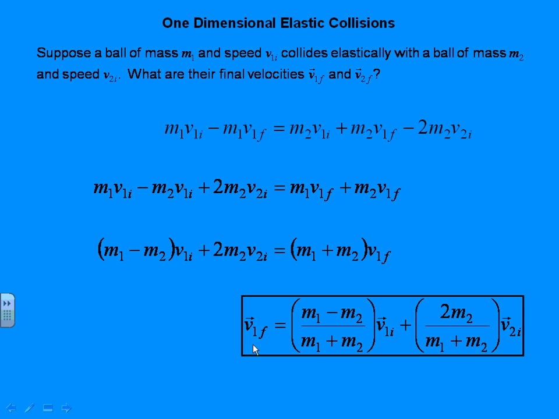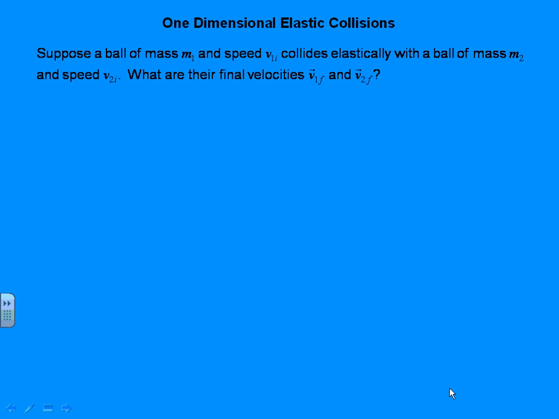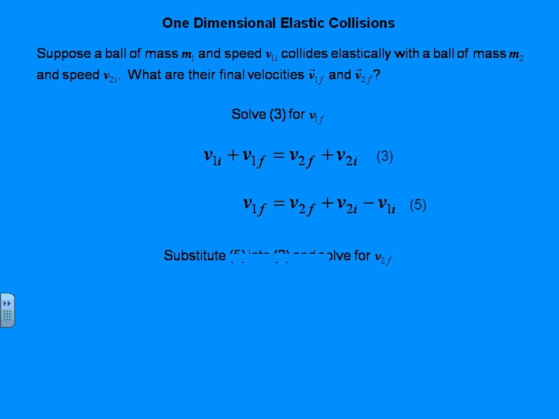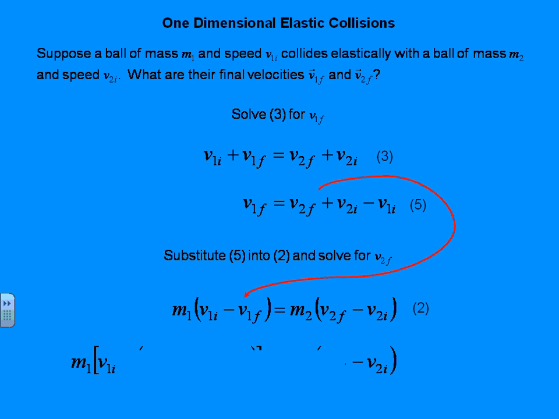So now that we have V1F, we have to find V2F. And we're going to do a very similar process. We're going to solve equation 3 for V1F. So there's our friendly equation 3. Solve for V1F. That's equation number 5. We're going to substitute that into equation 2 and solve for V2F. So here's equation 2. We're going to plug that right in there for V1F. Gives us this.